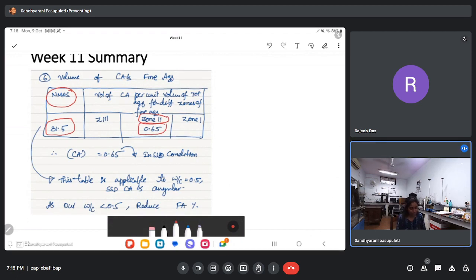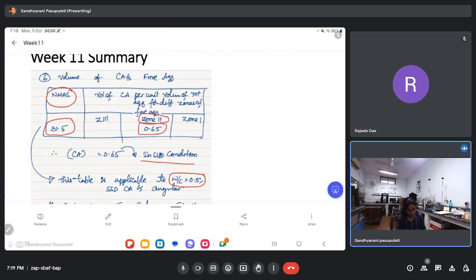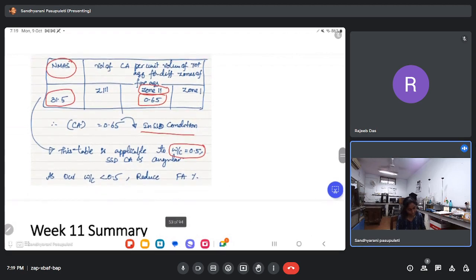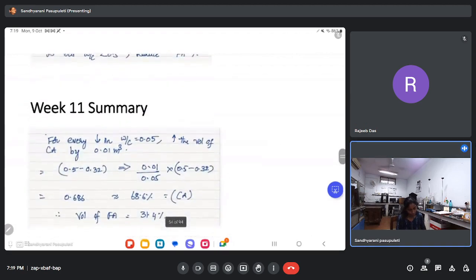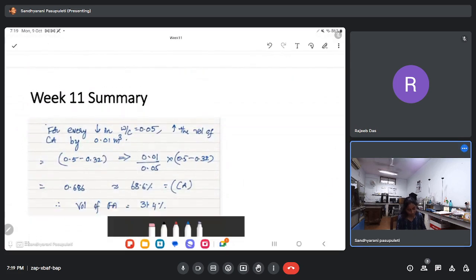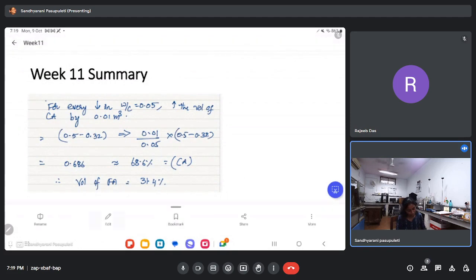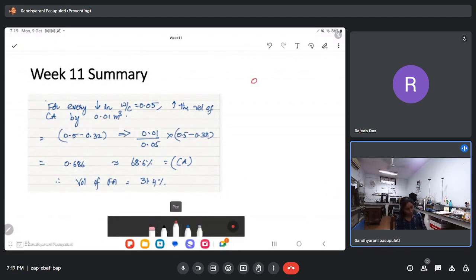So this table is for SSD condition and this table is applicable for a water to cement ratio of 0.5 and for angular aggregates. But in our case the water to cement ratio is not 0.5. It is less than 0.5. So how are we going to adjust for our water to cement ratio? First we have to calculate how much the difference is. The table is given for 0.5 but we have 0.32. So 0.5 minus 0.32 is our extra water to cement ratio.